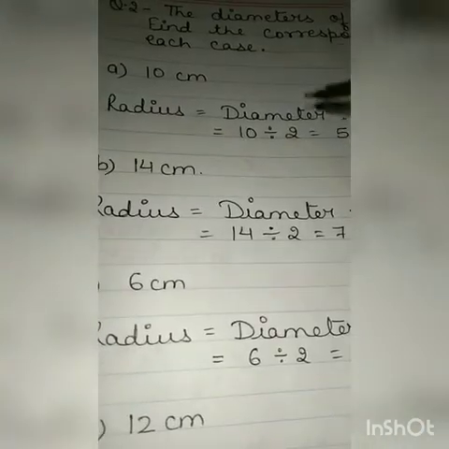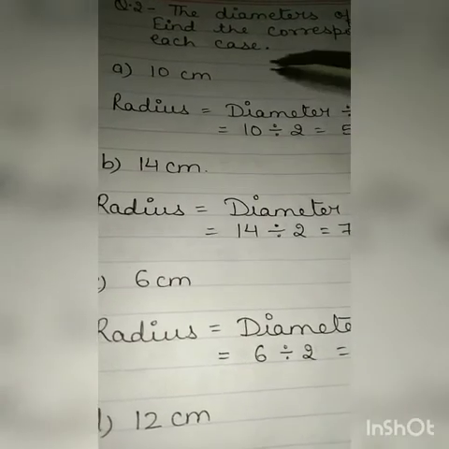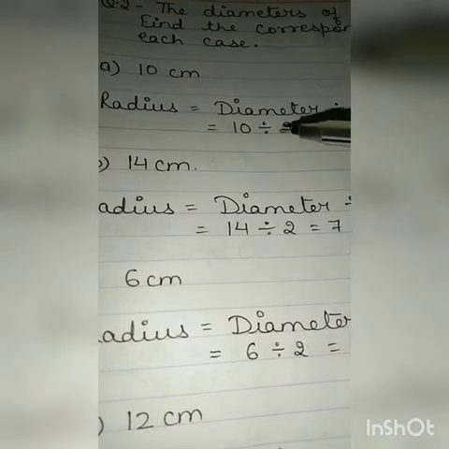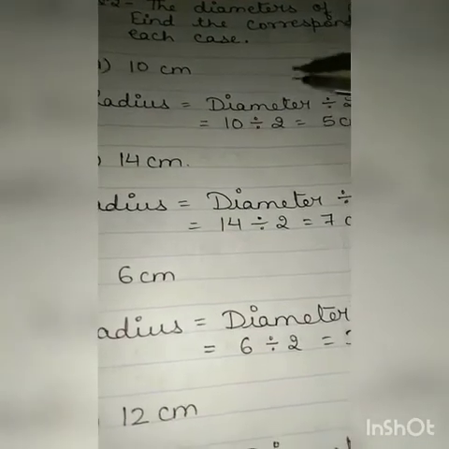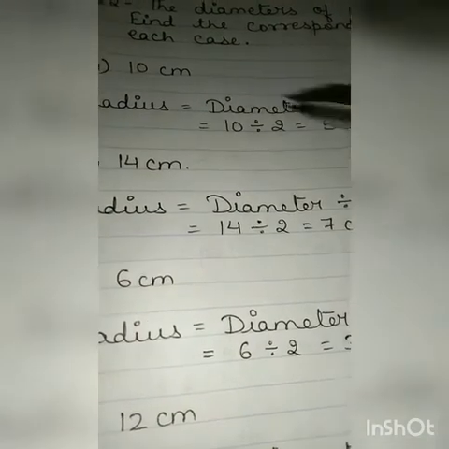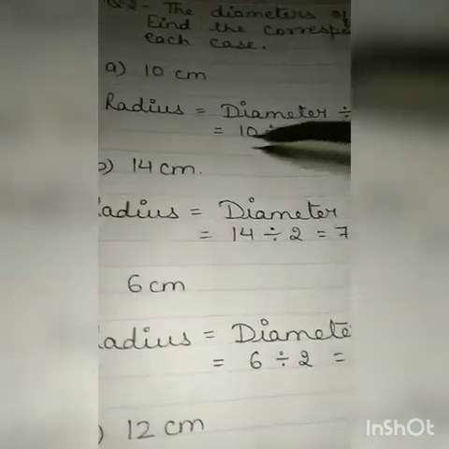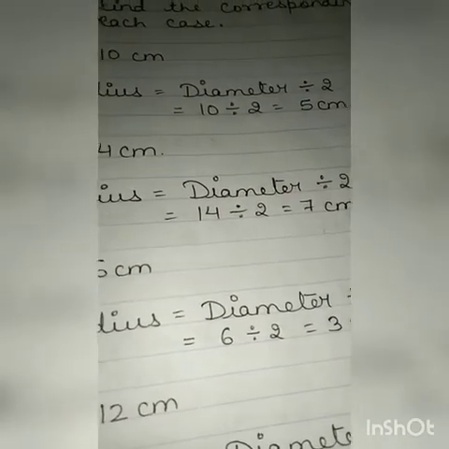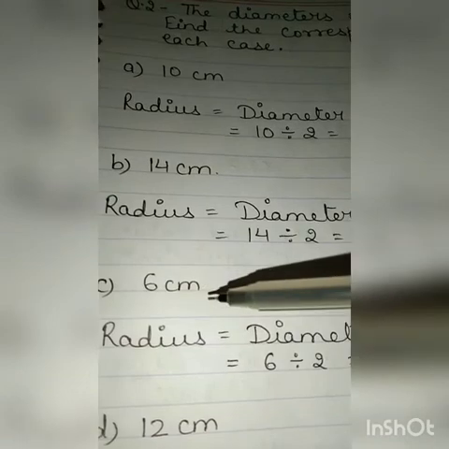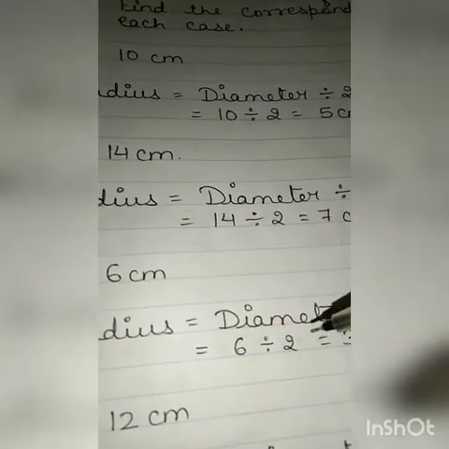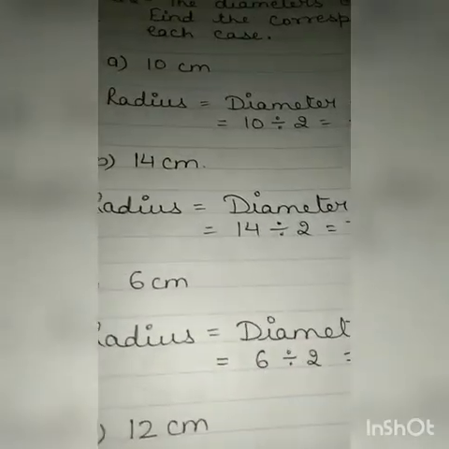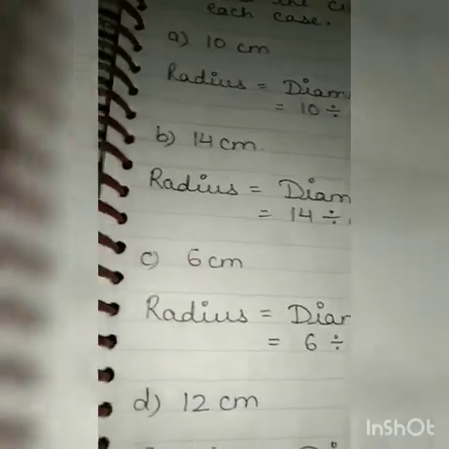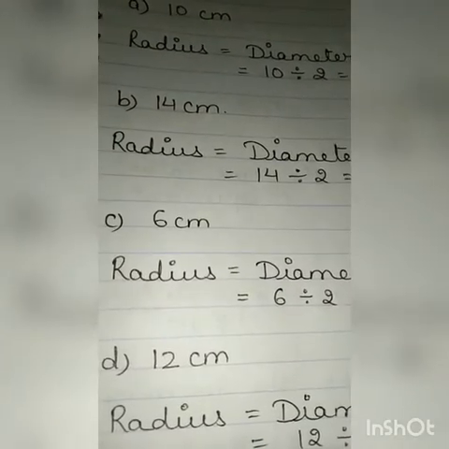So in all the questions you can see, children, radius is just half of the diameter. Right? If the diameter is 10 centimeter, then the radius is 5 centimeter. If the diameter is 14 centimeter, then the radius is 7 centimeter. And if the diameter is 6 centimeter, the radius is 3 centimeter. Now the fourth question, question number D, is 12 centimeter.